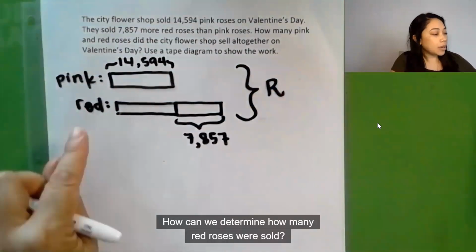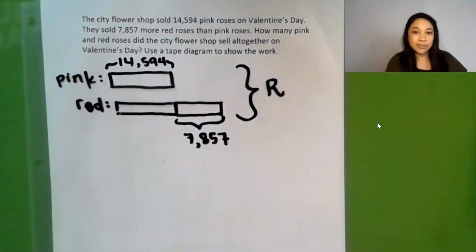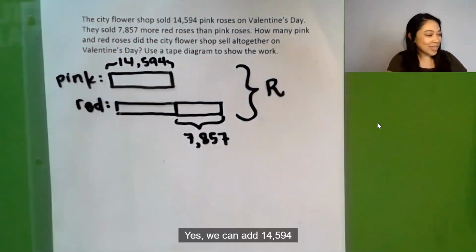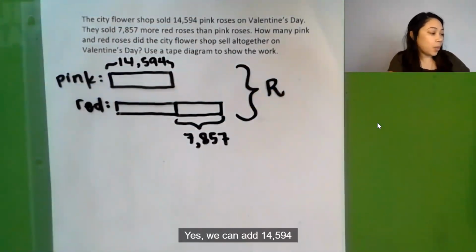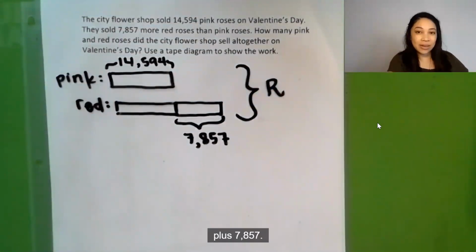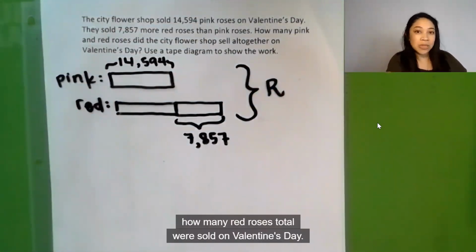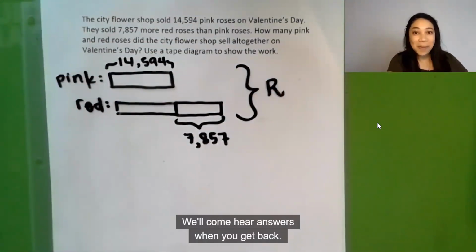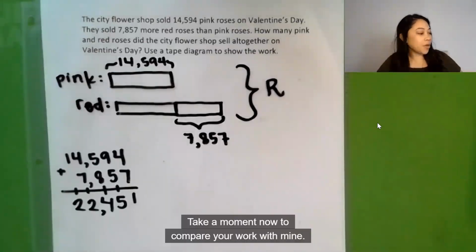How can we determine how many red roses were sold? Yes, we can add 14,594 plus 7,857. Pause the video here and solve for how many red roses total were sold on Valentine's Day. We'll compare answers when you get back. Take a moment now to compare your work with mine.